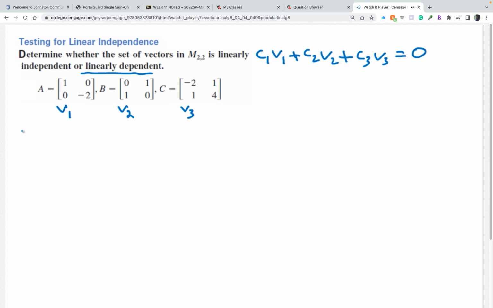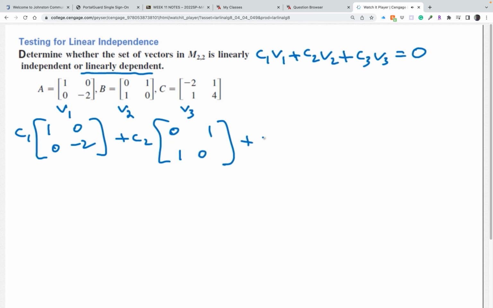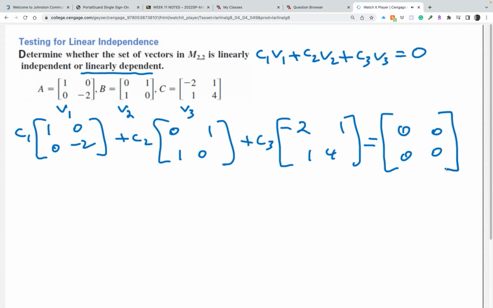We'll take C sub 1 times the first matrix, 1, 0, 0, negative 2, and then we'll add C sub 2 times the second matrix, 0, 1, 1, and 0, and then we'll add C sub 3 times the third matrix, negative 2, 1, 1, and 4, and that will have to be equal to the 0 matrix, consisting of all zeros. And so when we multiply by the constants and combine, we'll wind up with the following matrix.